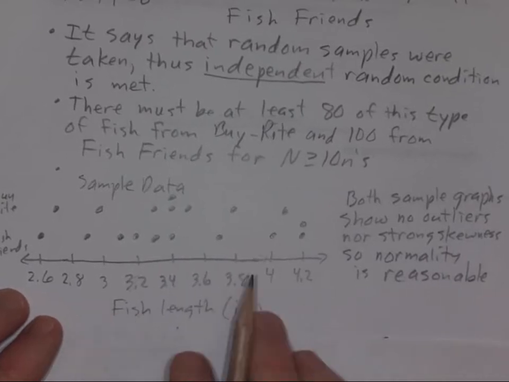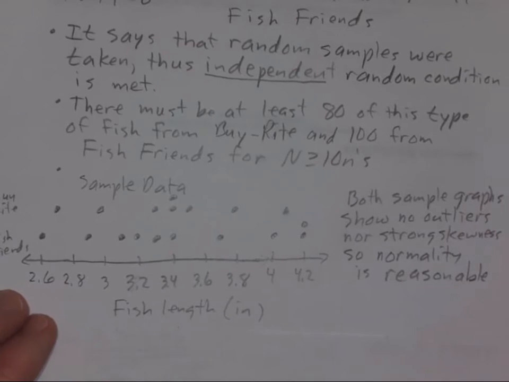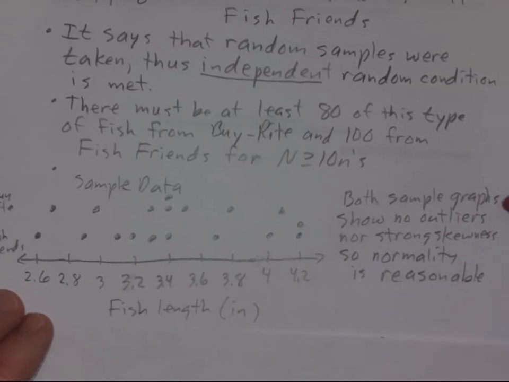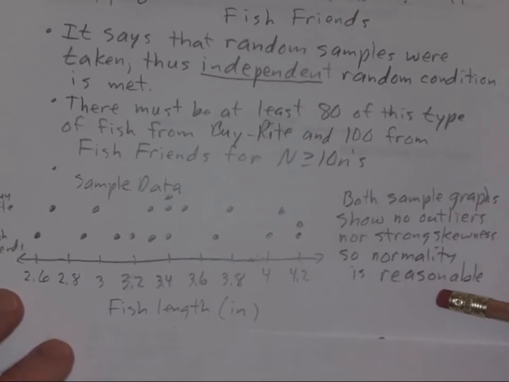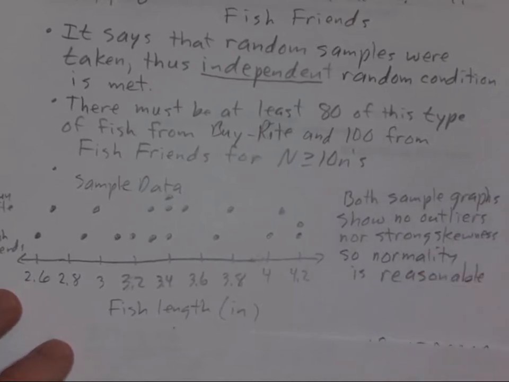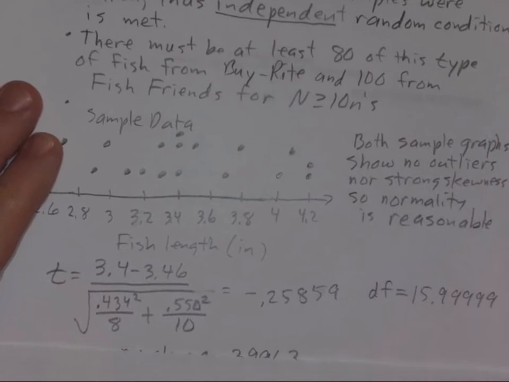And you always want to graph your sample data if you can, if you have access to it. Both of the sample graphs show no outliers nor strong skewness, so normality is reasonable. So that is your assumptions, and I feel there's a really good chance that's going to be asked of you on this year's exam. But anyway, then we do our mechanics.